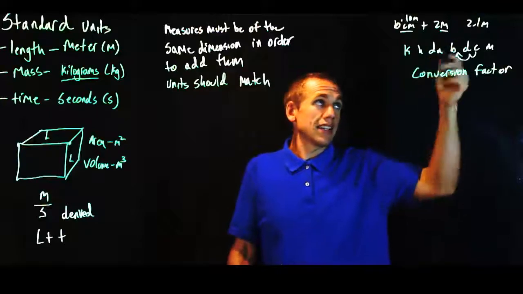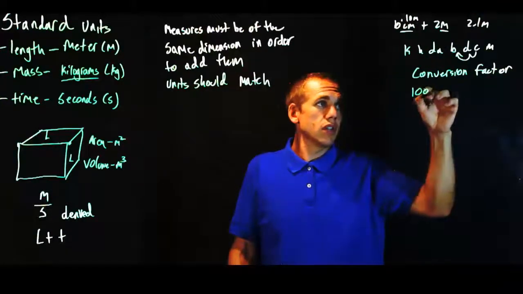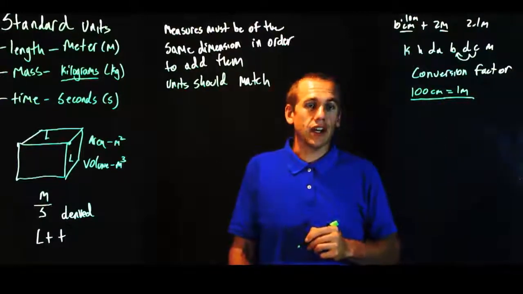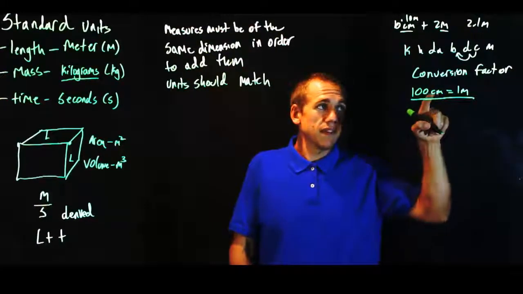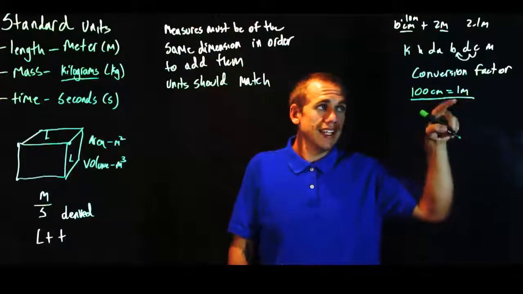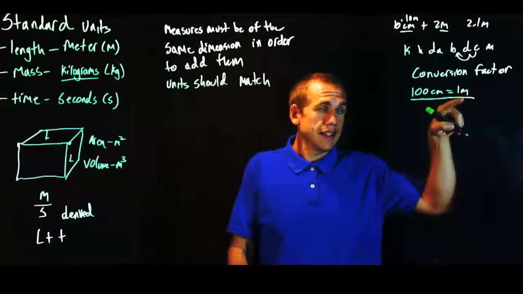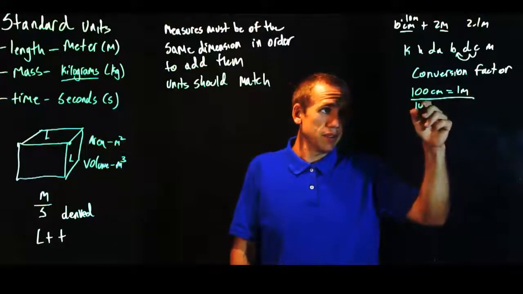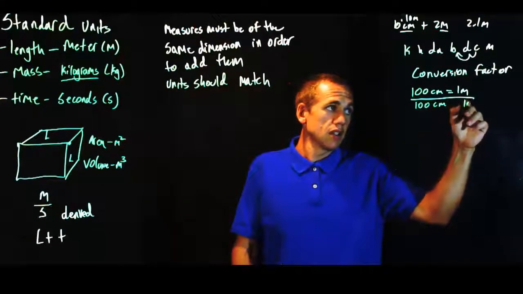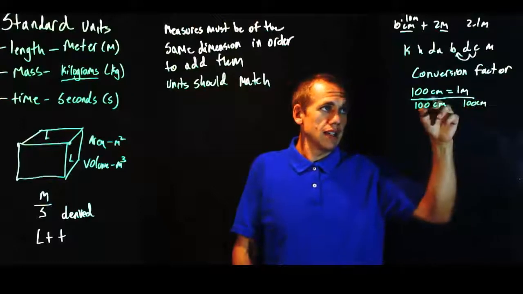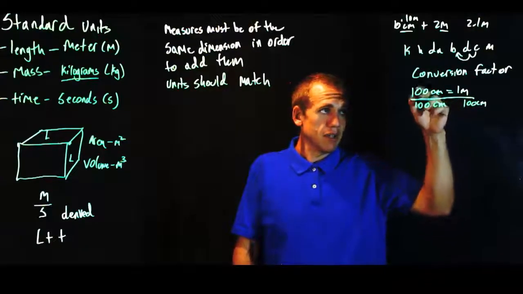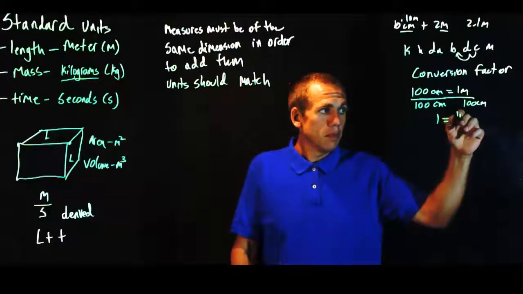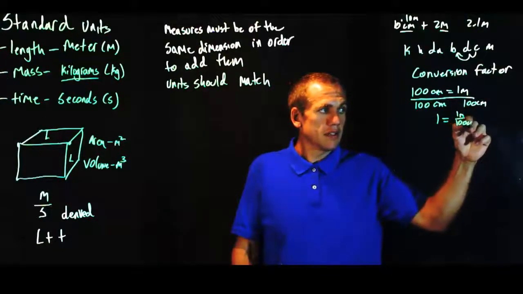And so let's go back to this example. I know that there are 100 centimeters in 1 meter. This is my conversion factor, and it can make it 1 because if these are equal to each other, if I divide either side by itself, what I do to one side I have to do to the other. So if I decide that I'm going to divide both sides by 100 centimeters, what I'm left with is 1, because centimeters cancel centimeters. 100 divided by 100 is 1. 1 is equal to 1 meter per 100 centimeters.